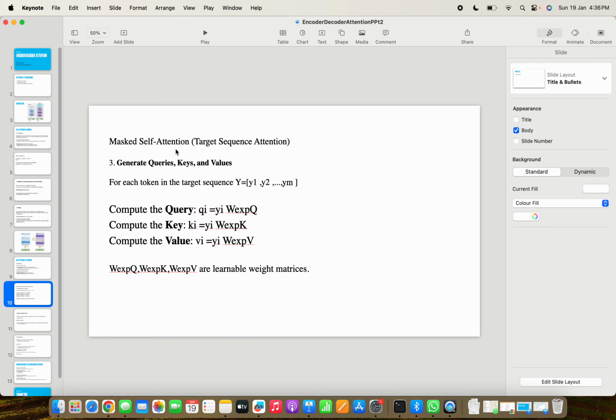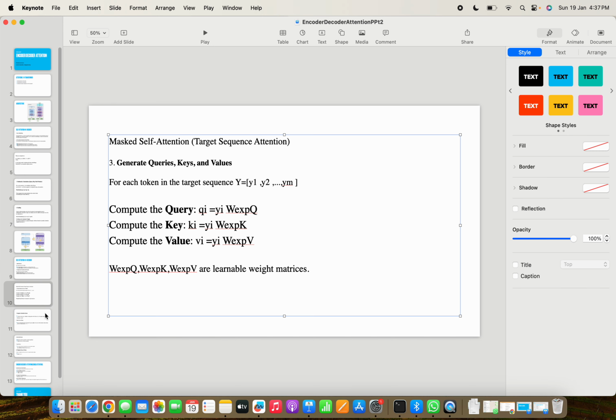See, the masked self-attention generates queries, keys, values. Here we can see there is a target sequence y, which is y1, y2 to ym. Compute the query qi = yi times W^Q, the key ki = yi times W^K, and the value vi = yi times W^V. So W^Q, W^K, and W^V are the learnable weight matrices.